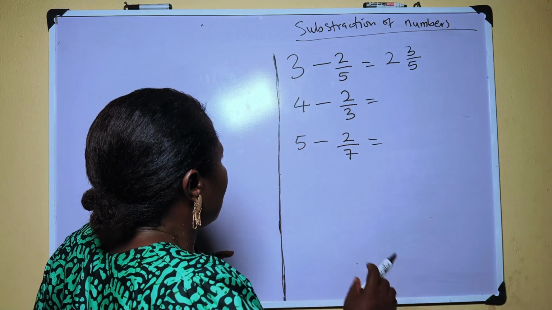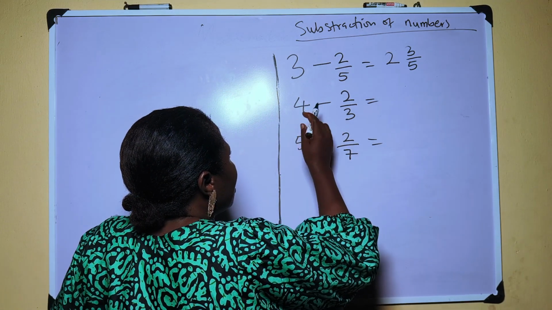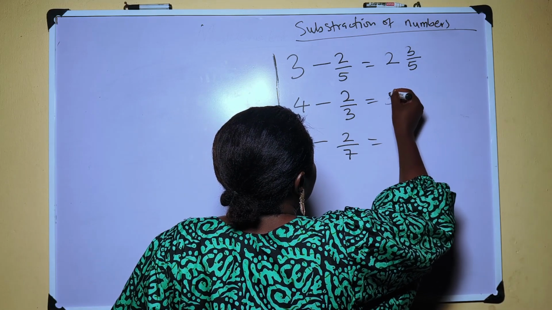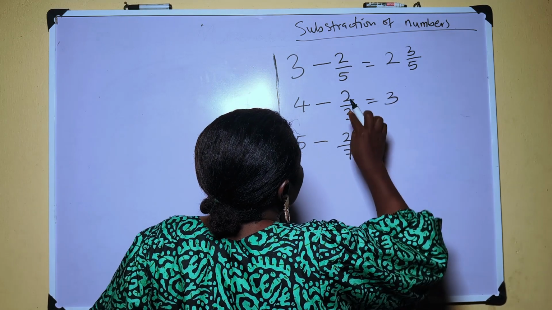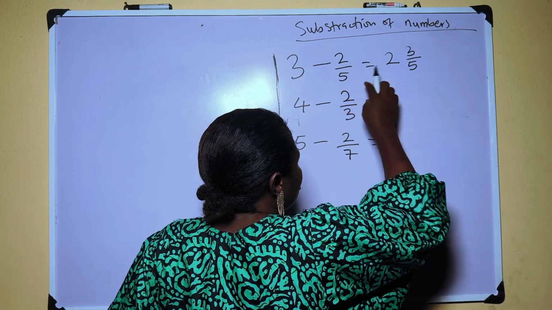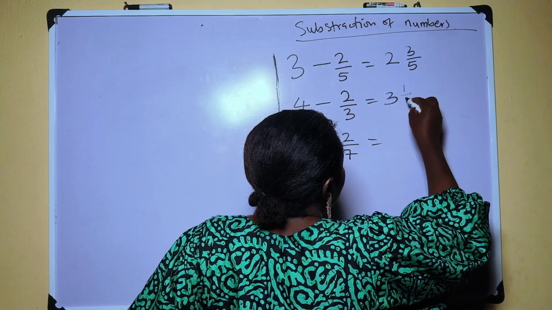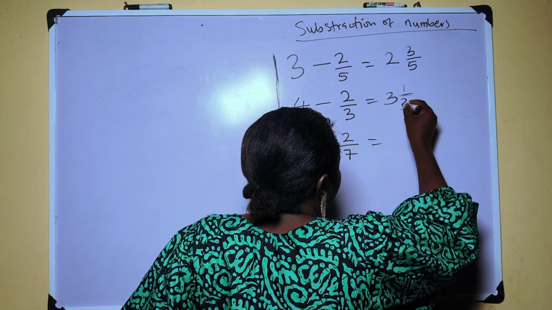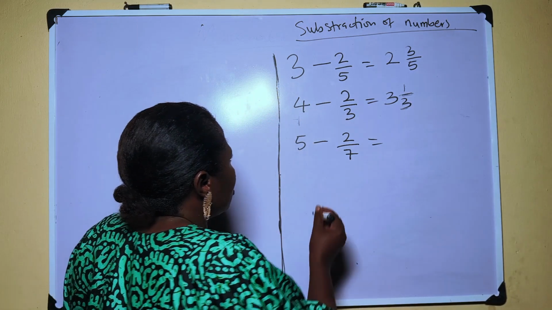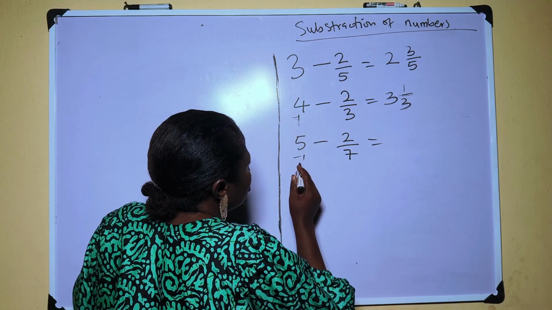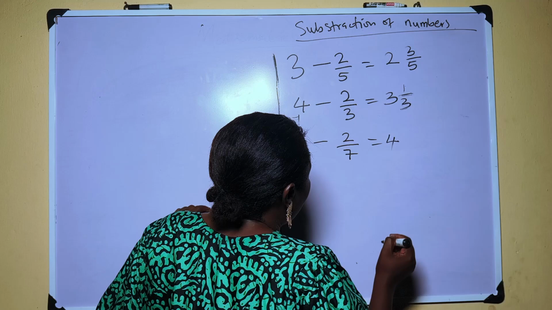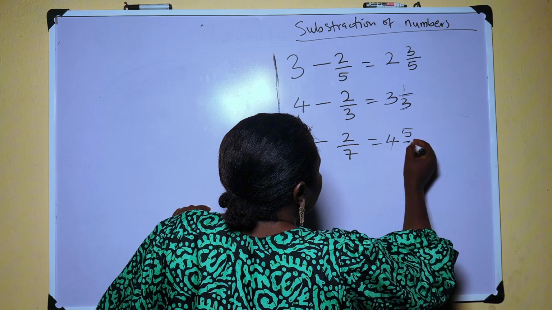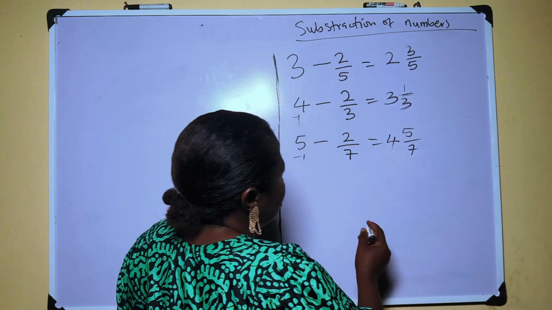That's the answer. You come here, say 4 minus 1, which is 3. Then you say 3 minus 2, which is 1 over the denominator, which is 3. Come here again. 5 minus 1 is 4. 7 minus 2 is 5. Still retain the denominator. That's the answer.